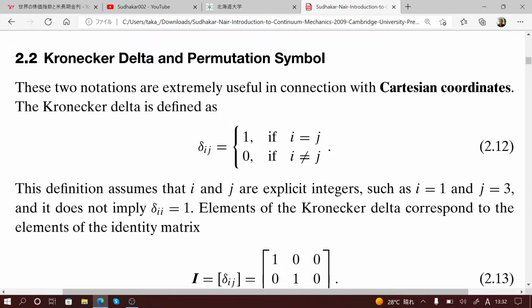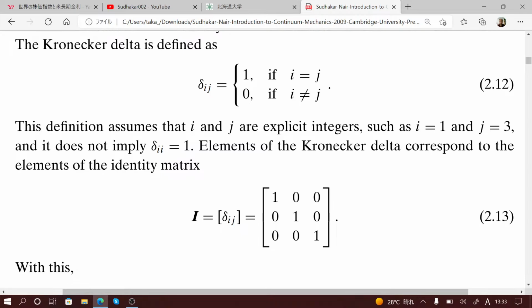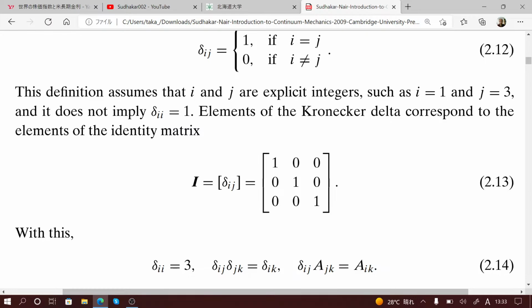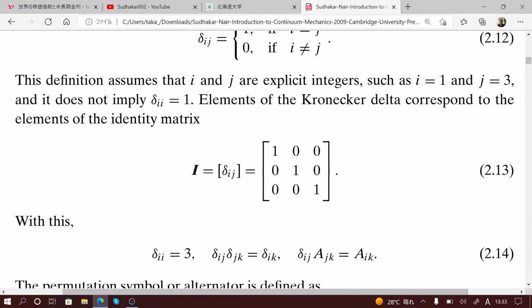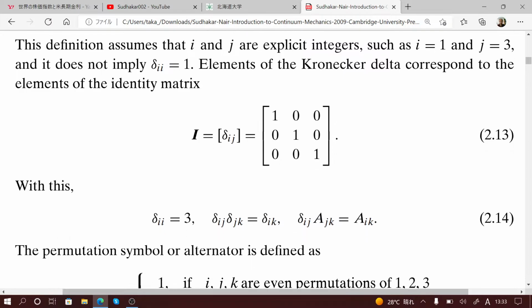Kronecker delta and permutation symbols. These two notations are extremely useful in connection with Cartesian coordinates. The Kronecker delta is defined as delta ij equal 1 if i equals j, 0 if i not equals j. This definition assumes that i and j are explicit integers such as i equal 1, j equals 3, and it does not imply delta ii equal 1.